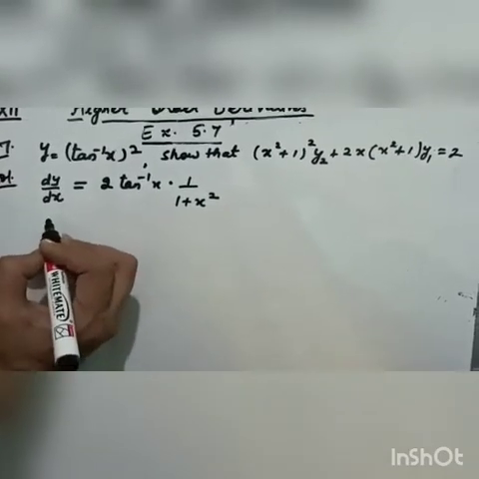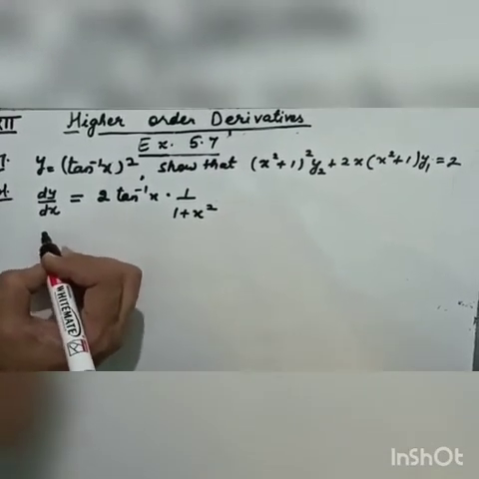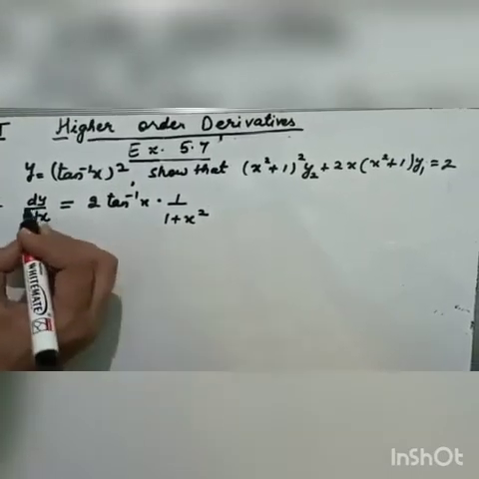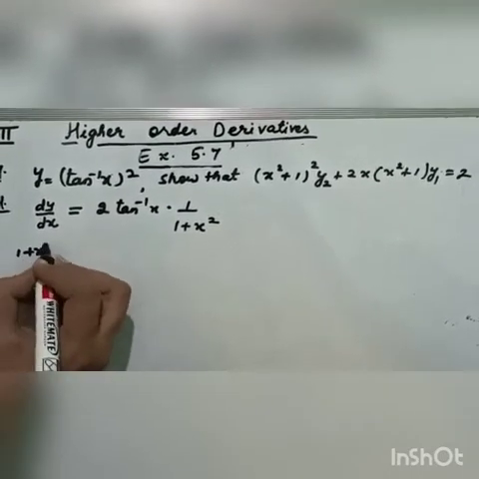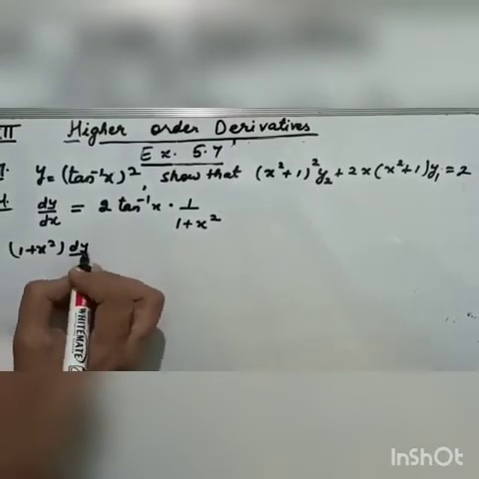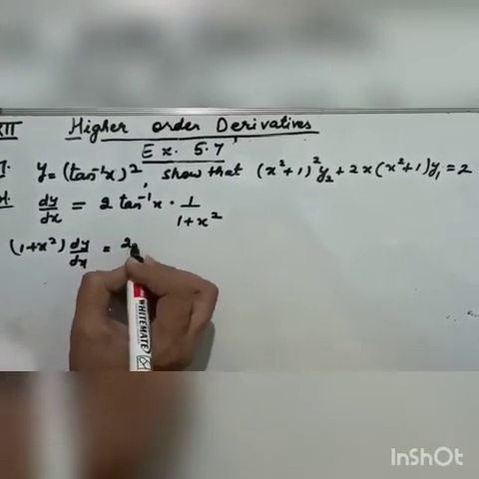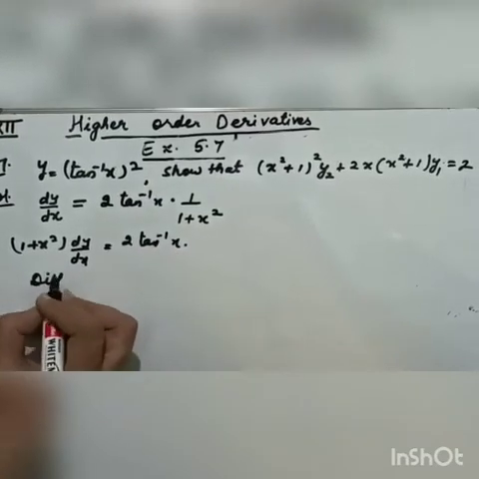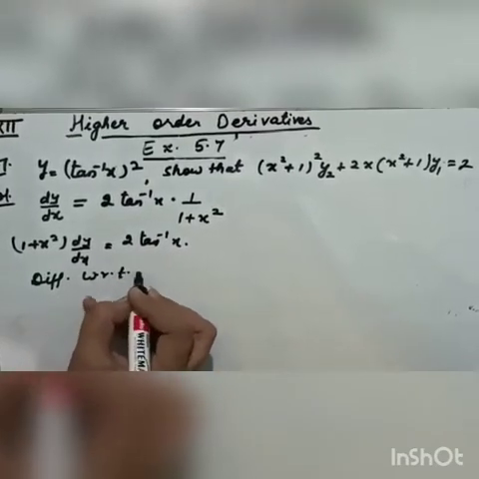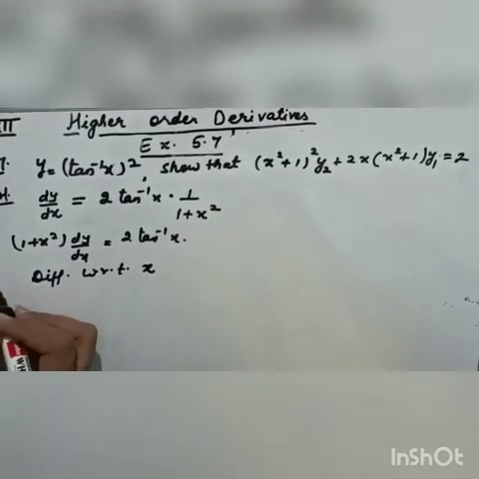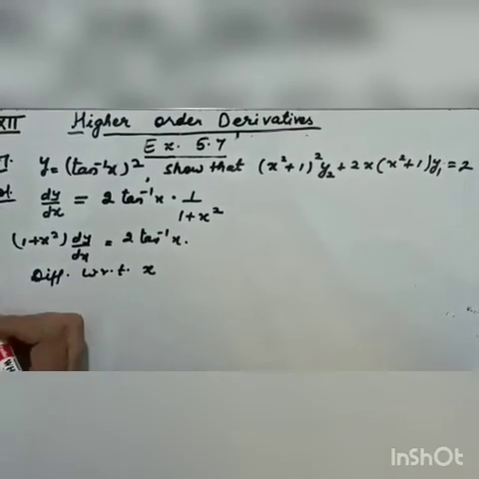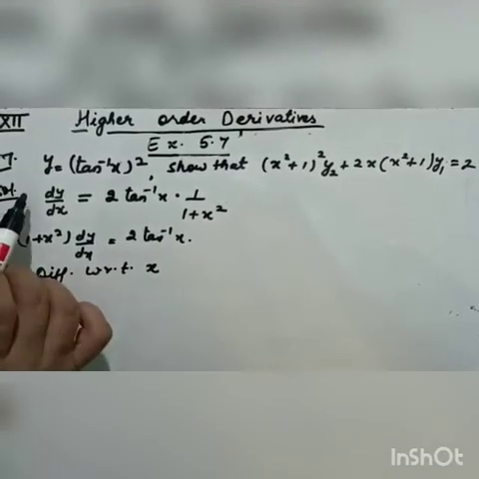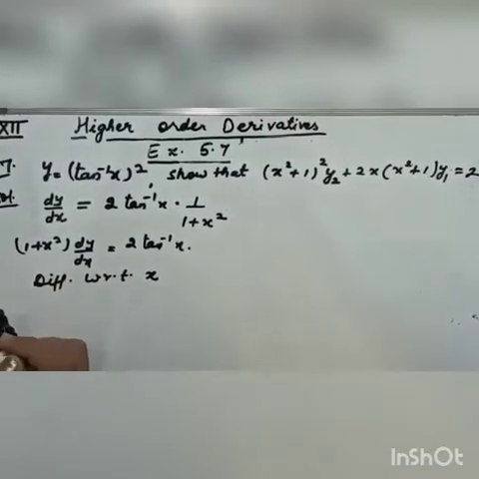Now instead of differentiating this second time, first we take this denominator 1 plus x square on the other side, that means cross multiply here. We get 1 plus x square dy by dx equal to 2 tan inverse x. Now differentiate with respect to x. As there is a second derivative in the answer, we have to differentiate 2 times. So after the first order derivative, take this denominator on the left hand side, then differentiate second time.